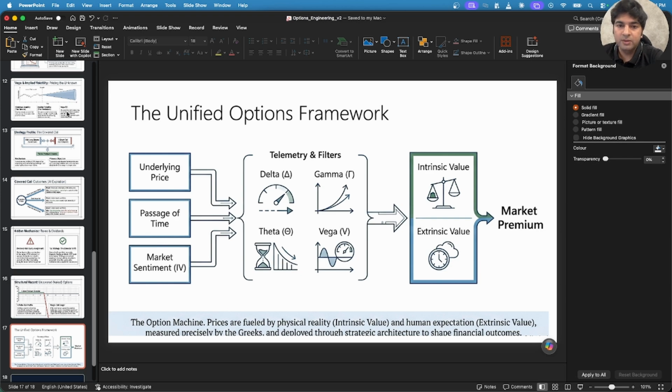So this is all about the option machine. Prices are fueled by the intrinsic value and then the human expectation, that is called the extrinsic value, and it is precisely measured by the Greeks and deployed through strategic architecture to shape financial outcomes. That is what traders who are into option trading usually do, and those who have greater knowledge of how the Greeks work usually profit from them. So this is the video that we have created on option metrics and the option framework.